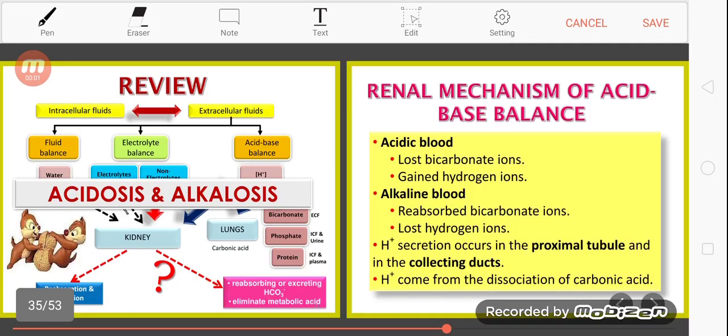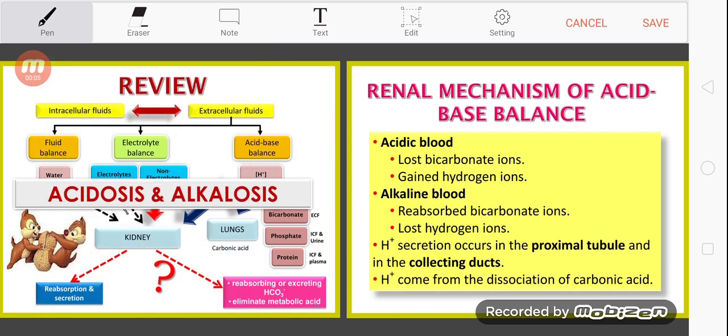Here we revisit the renal mechanism of acid-base balance. So this is the condition here, whether acidic blood or alkaline blood. So how does this renal mechanism execute to maintain the acid-base balance? By hydrogen ion secretion. And this hydrogen ion secretion will occur in the proximal tubule and collecting duct of the nephrons.